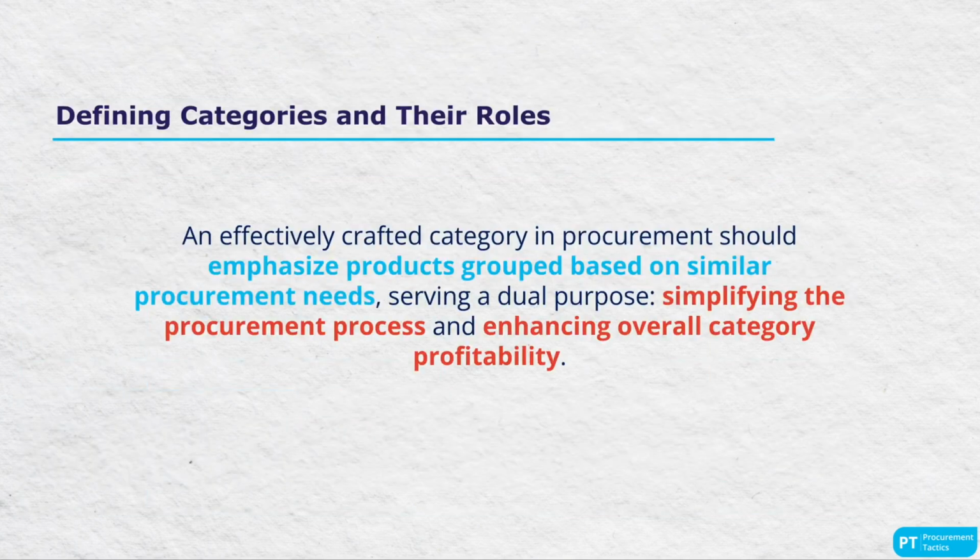Let's move on to something equally as significant for category management, which is defining categories and their roles. When it comes to defining categories and their roles, managers have the flexibility to choose based on their strategic goals. An effectively crafted category in procurement should emphasize products grouped based on similar procurement needs, serving a dual purpose, simplifying the procurement process and enhancing overall category profitability.